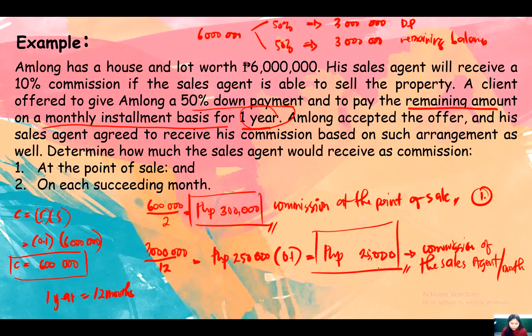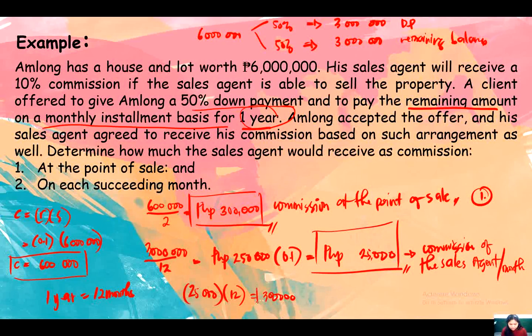So if you are going to get the sum of 25,000 in each month, okay, so let's have 25,000 times 12. Why 12? Kasi nga 1 year to pay. It is equal to 300,000.